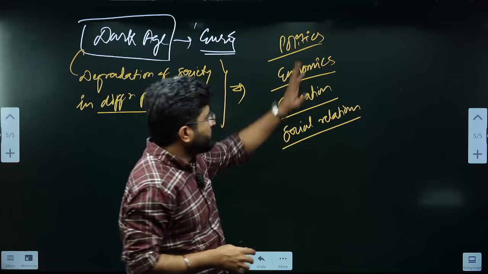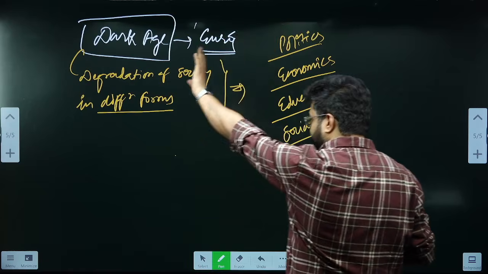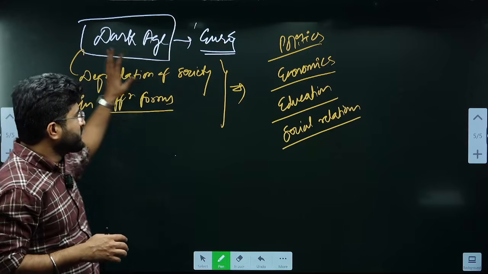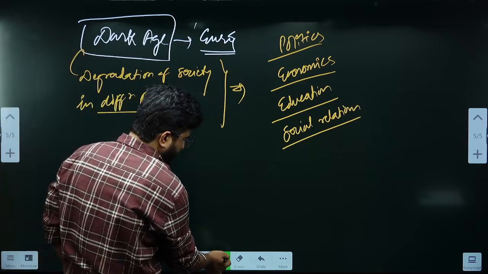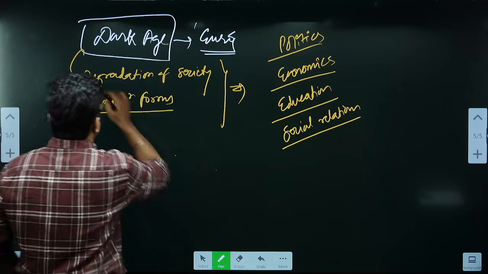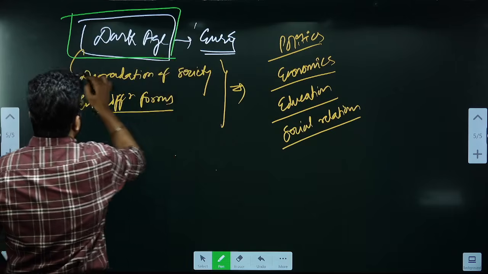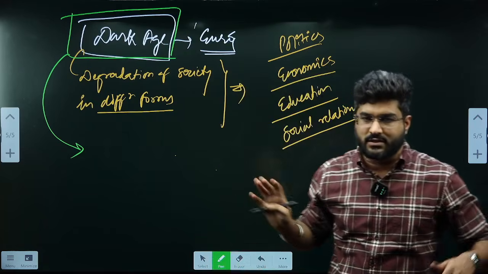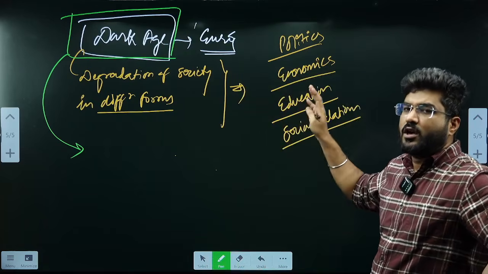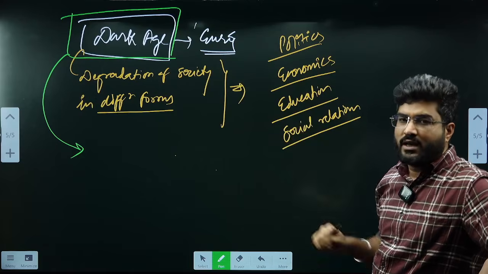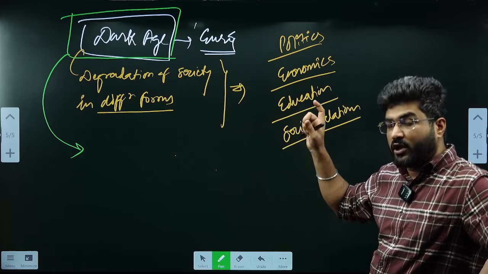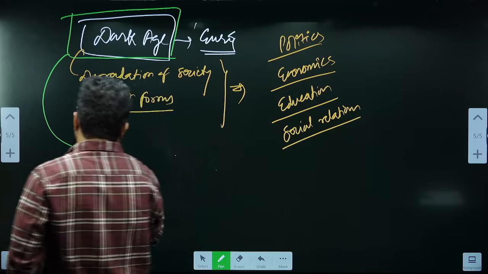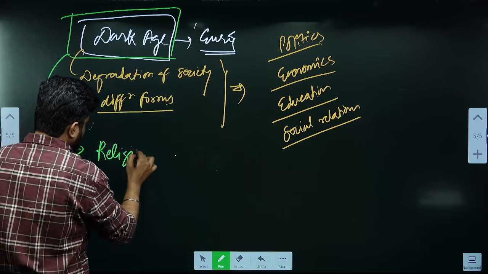Okay, now as this dark age was continuing in Europe, this age has a very important agent which was maintaining its continuance. What was that agent? Why was this dark age consistent for a longer period of time? Why did it exist at a particular place in a particular time frame? So the major reason was religion.